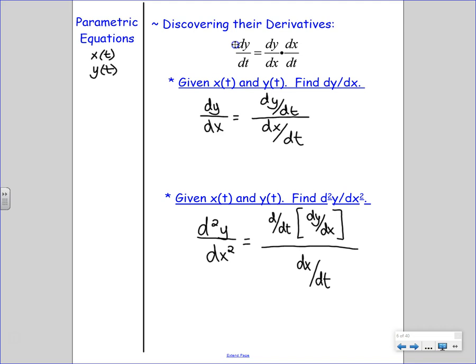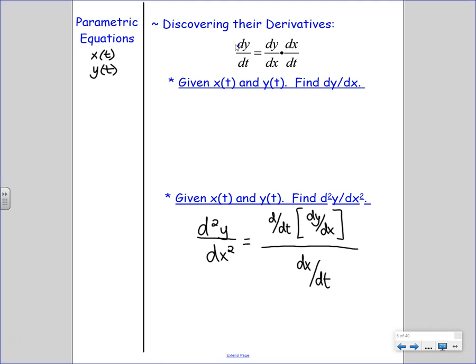Parametric equations. So what do we do if we have parametric equations? We know we have an x of t and a y of t. If we were to take the derivative of y, does it make sense that dy dt would equal dy dx times dx dt? Does that make sense? Yeah.